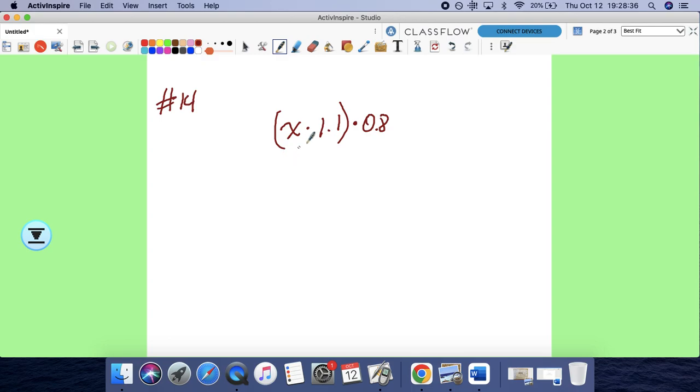So if we multiply that, we get 1.1. So let's just multiply that. We get 8 and 8, 0.88. So in other words, the laptop was 88% of the initial price. Okay, so obviously it's a little bit lower than the original price.